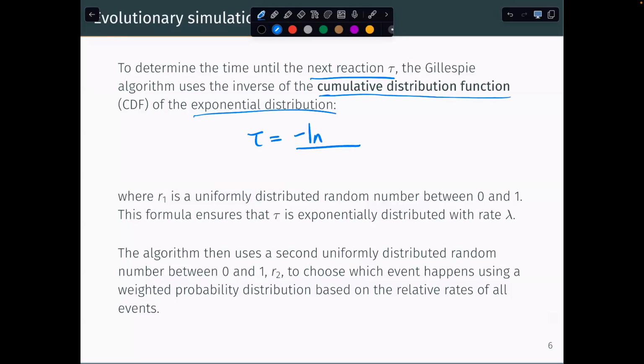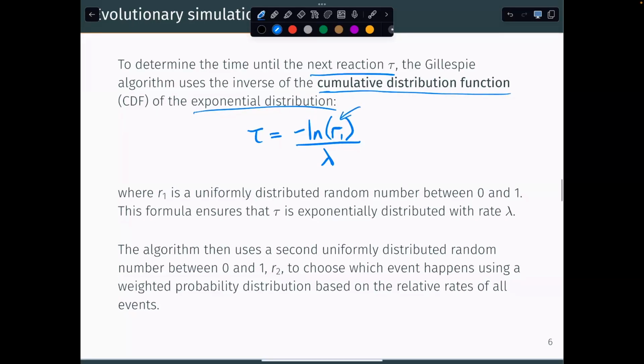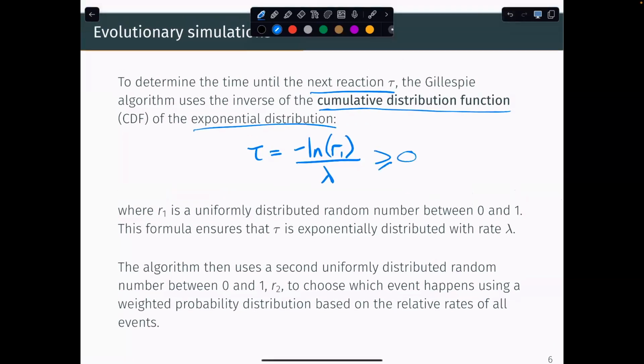We rearrange our cumulative distribution function for tau. We have minus log of a random number, and this random number R1 is assumed to be uniformly distributed between 0 and 1. And then we divide by the total rate lambda. Note that because R1 is between 0 and 1, log of that number is going to be negative, which is why there's a minus sign at the front. So those minus signs cancel. This will be greater than or equal to 0.